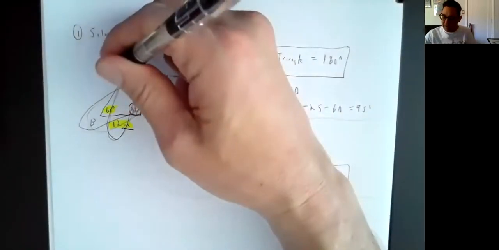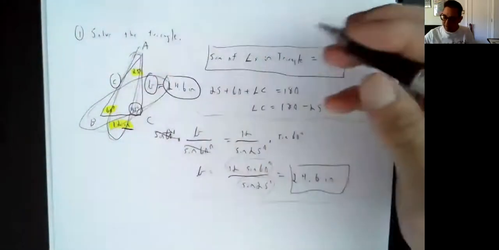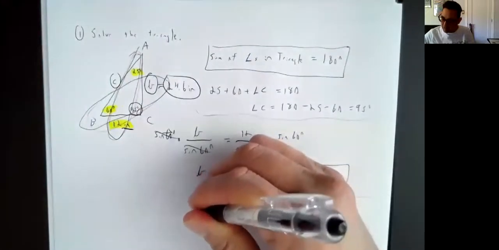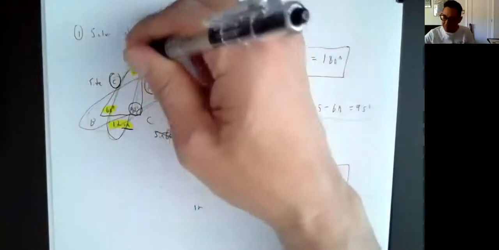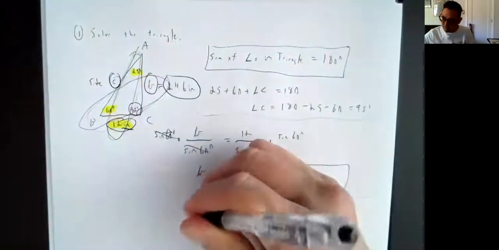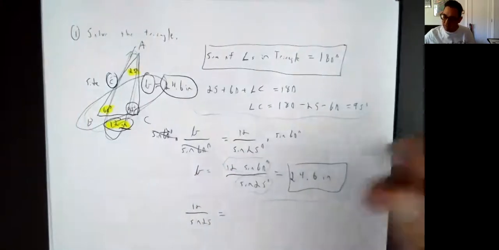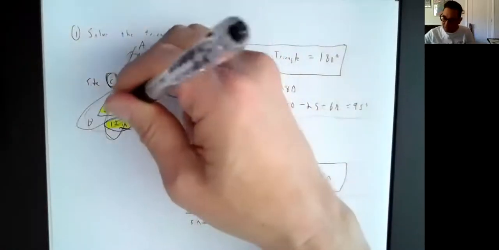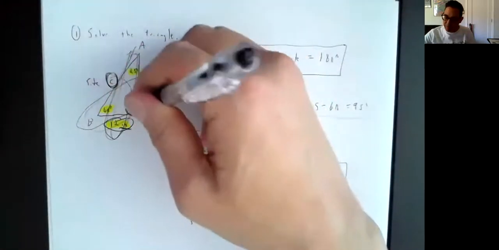I still need to find C. I don't know what C is, but I can take the same partner, A, which was 12, because the missing thing is a side. The side is missing, so I'm going to put all the sides on top. So it's 12 over the sine of 25, and I set it equal to the missing side here, C, over the sine, and that angle I know, it's sine of 95. So I take this pair and set it equal to this pair.